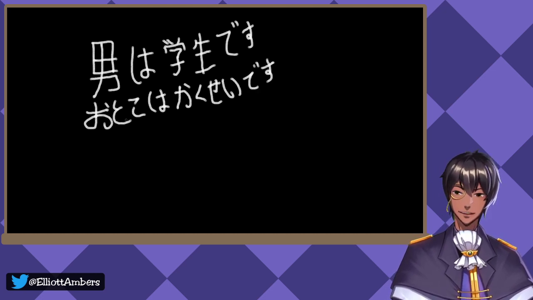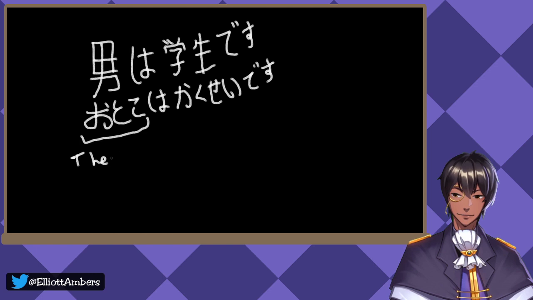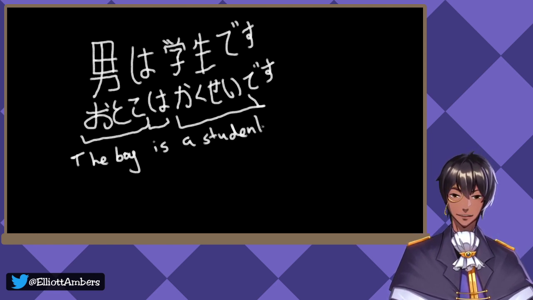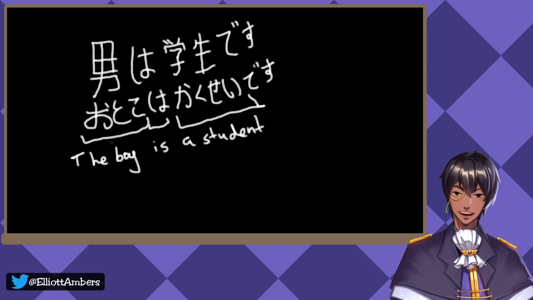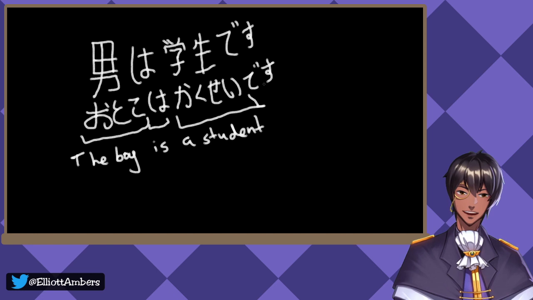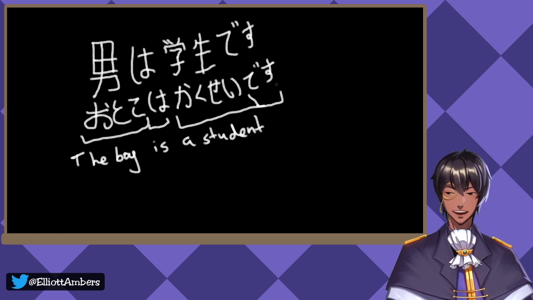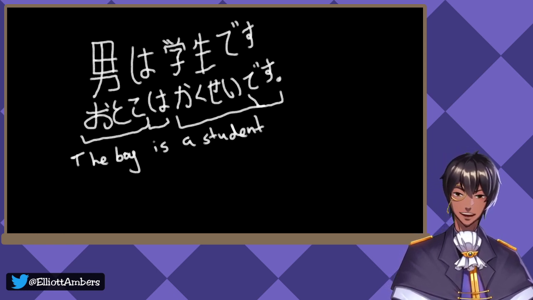And what this sentence means, otoko is boy, so we would say the boy, the wa is our is, and gakusei is a student. So the sentence reads out as otoko wa gakusei desu, or the boy is a student. That wa telling us that the boy is. And the desu being that sort of ending that sentence due to the lack of a verb to indicate any sort of action. This is sort of an affirmation or that state of being.